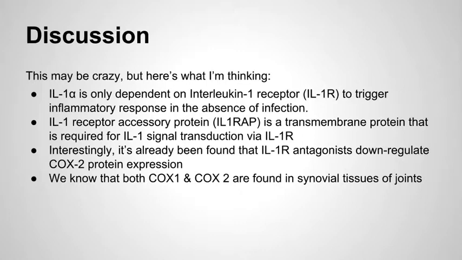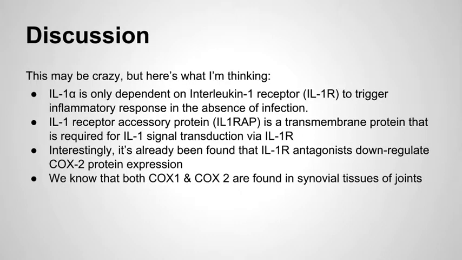So, interleukin 1 alpha is only dependent on interleukin 1 receptor to trigger inflammatory response in the absence of infection. An interleukin 1 receptor accessory protein, or IL-1RAP, is a transmembrane protein that is required for interleukin 1 signal transduction via interleukin 1 receptor. Wow, that's a lot of words. So basically, think of this as the messaging pathway. If you live in Virginia and you want to call your friend in California, but President Obama decides to turn off the power in the United States, that call is not going to go through. And that's basically what these two facts are stating.